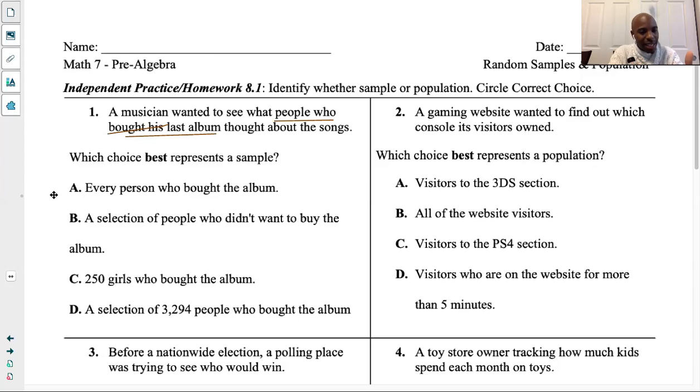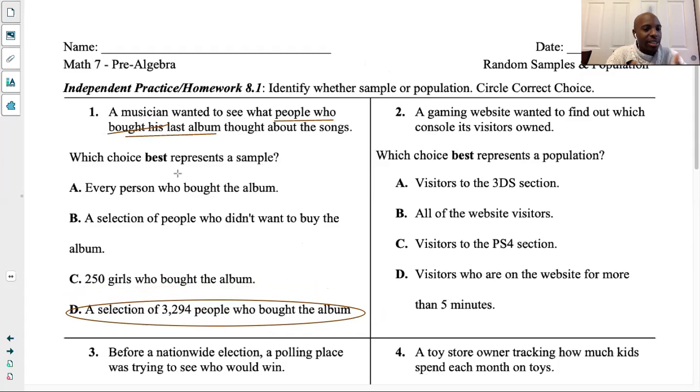So this is what it means to take a sample. In this case, the answer I would put a circle around would be letter D. Keep in mind, you may have picked C because you said C was a good sample, and it's not a bad sample, but it's not the best. They're looking for the best sample. We're looking for the best population here.